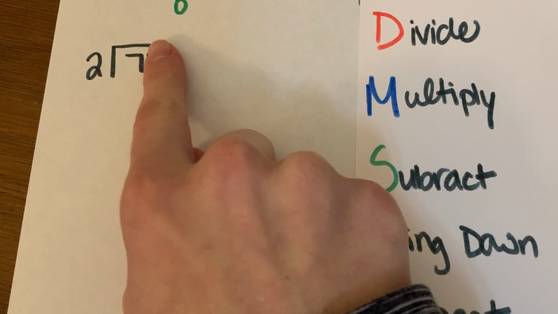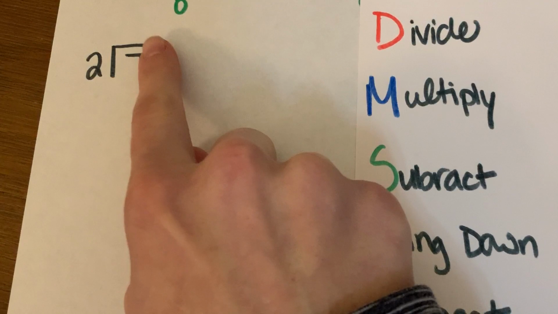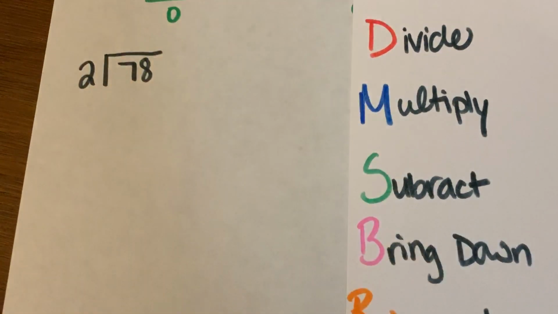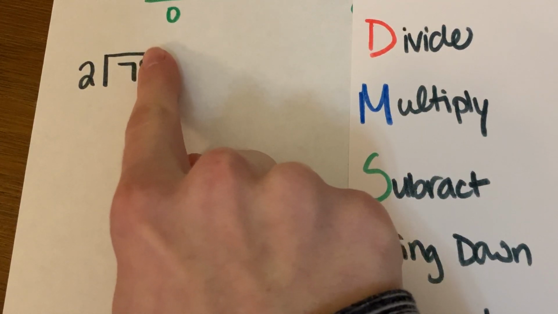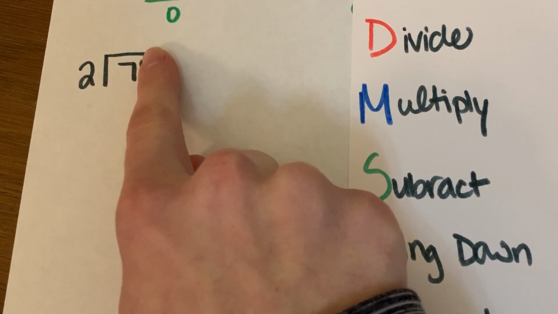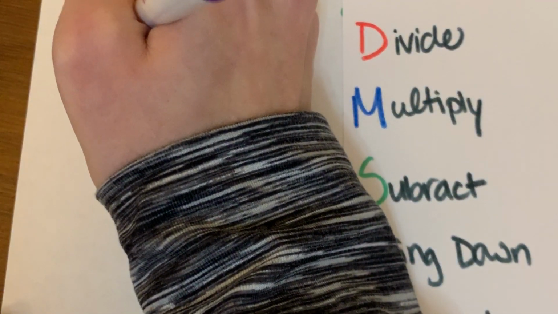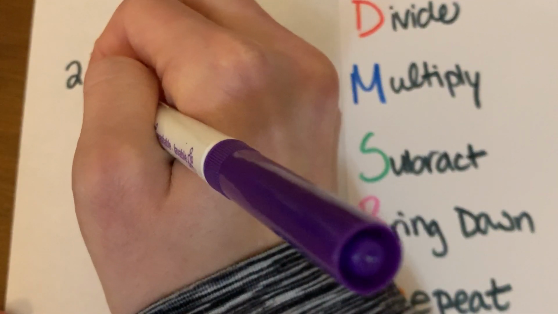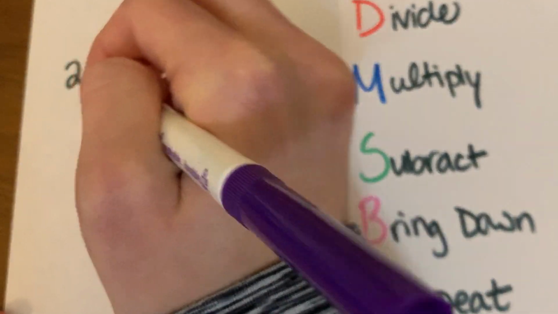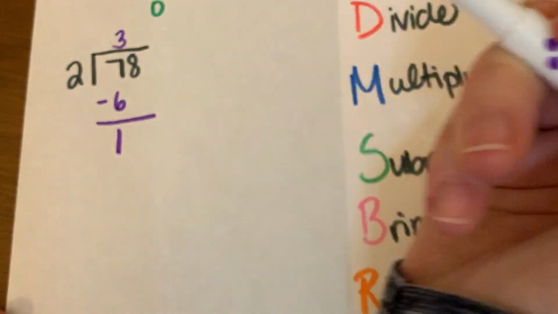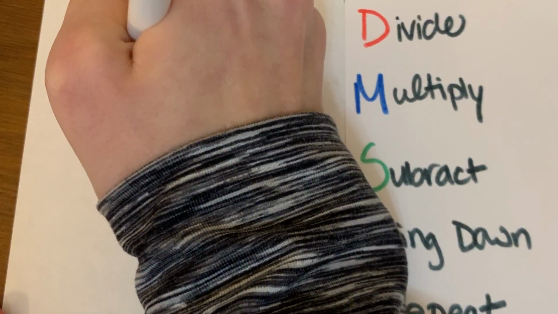So which one do I choose? I choose 2 times 3 because I want to get as close as possible without going over this 7. I don't want to do 8 because I can't take 8 away from 7. That doesn't work. But I can take 6 away from 7. So 2 times 3 gives me 6. I'm going to put my 6 there. I'm going to subtract it, and then I have 1 left. My next step is to bring down. So I'm going to bring down the 8.